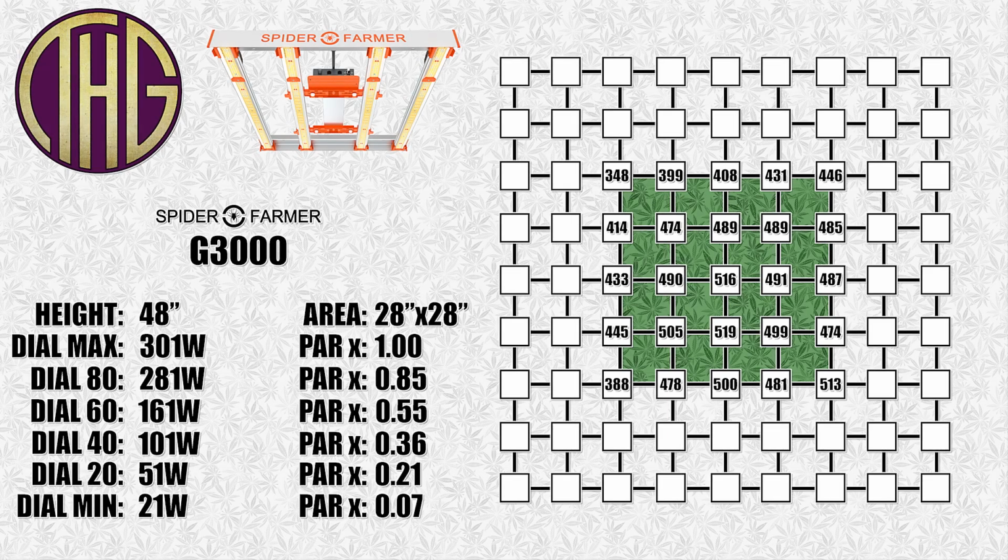Finally, I hung the light at 48 inches, and the center reading is at 516 PAR, which is still fantastic. Removable remote drivers are one of my favorite things about these bar-style grow lights, and they give you a lot of flexibility with setting up the tent.